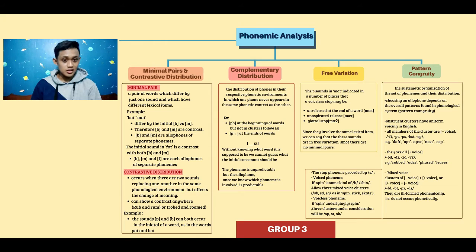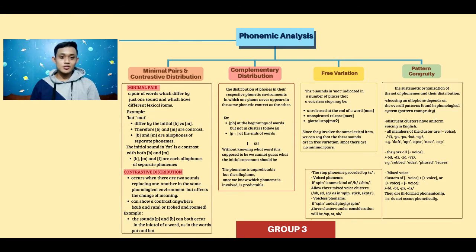However, it's not just initially. For example, wrapped and rum or robbed and roamed. This means that wrapped and rum or robbed and roamed are just as much minimal pairs as bet and met, since in each case the sounds in question appear in identical phonetic environments and constitute the only phonetic difference between the two lexical items. Contrastive distribution occurs when there are two sounds replacing one another in the same phonological environment but effecting a change of meaning.